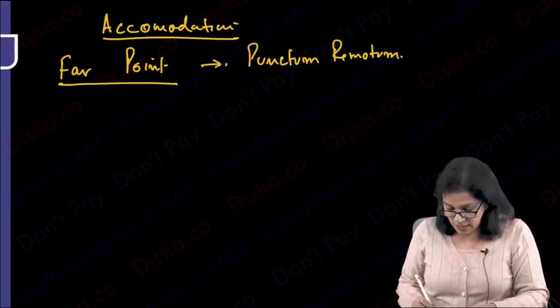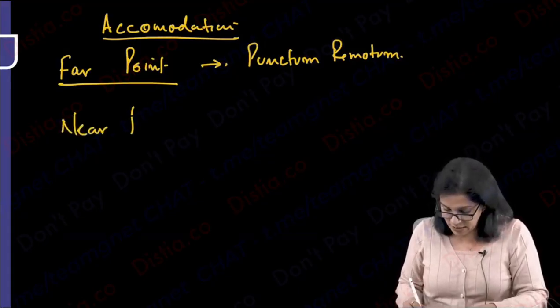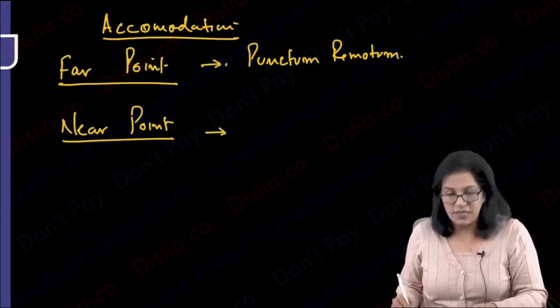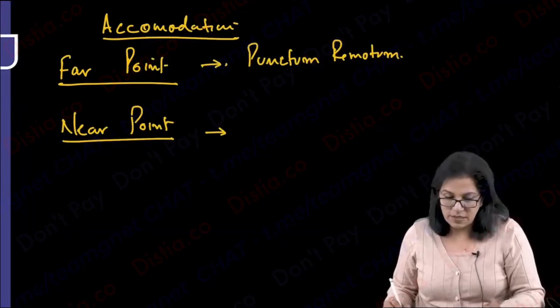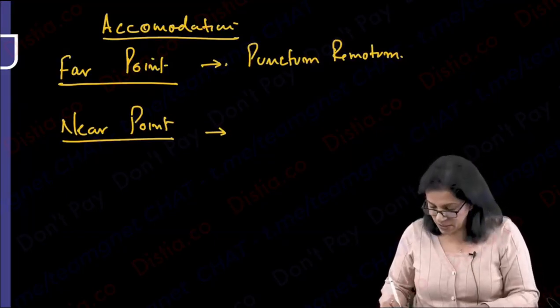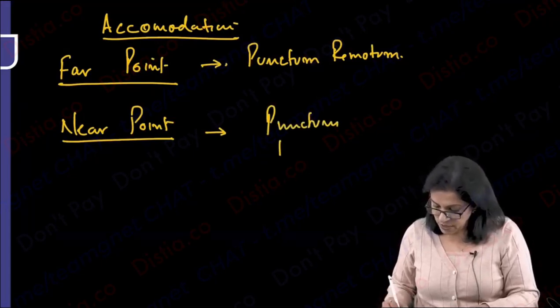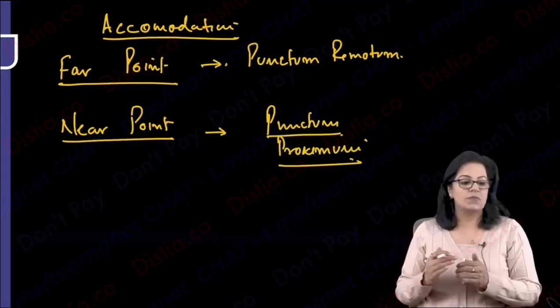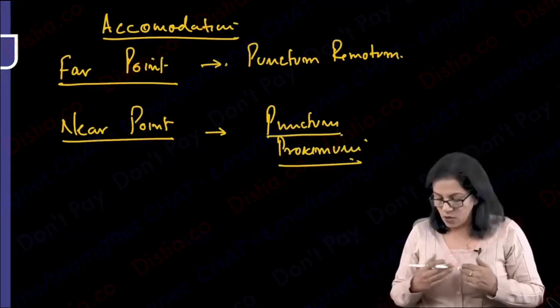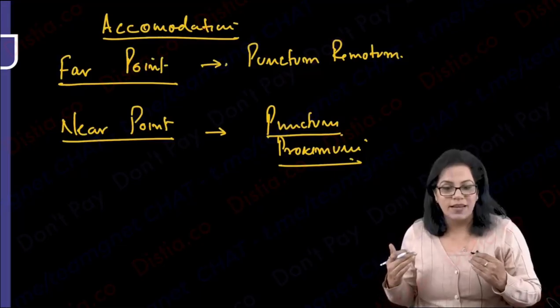And then what is a near point? Near point, I'm making it absolutely very simple here, is also called punctum proximum. Okay, this is proximum. So when you talk about punctum proximum, we are talking about the nearest point where the vision is most clear. That is your near point, right?